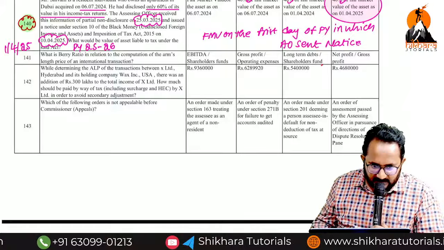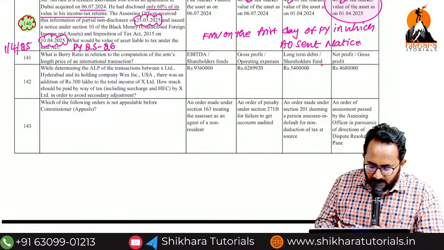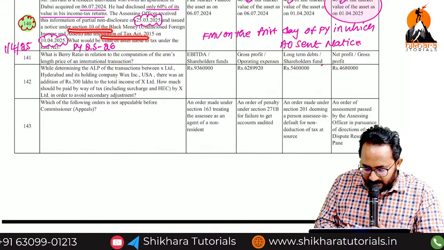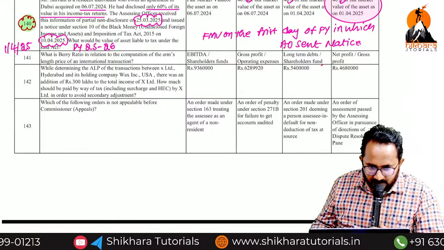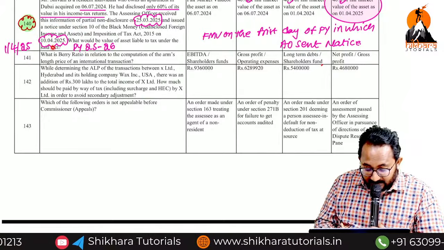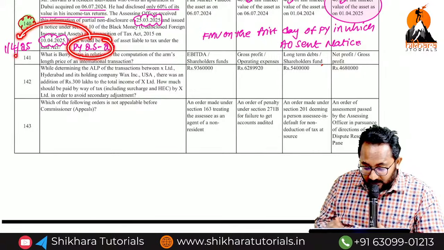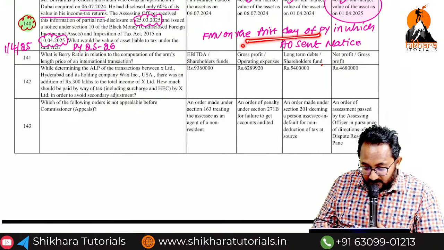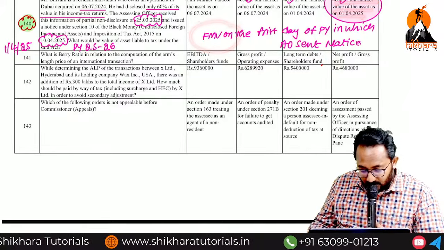In the revision series I also gave a different answer, but please follow this. Whenever they send the notice under section 10 for assessment, for that previous year, whatever the first day of the previous year is, on that date the fair market value only we have to take.